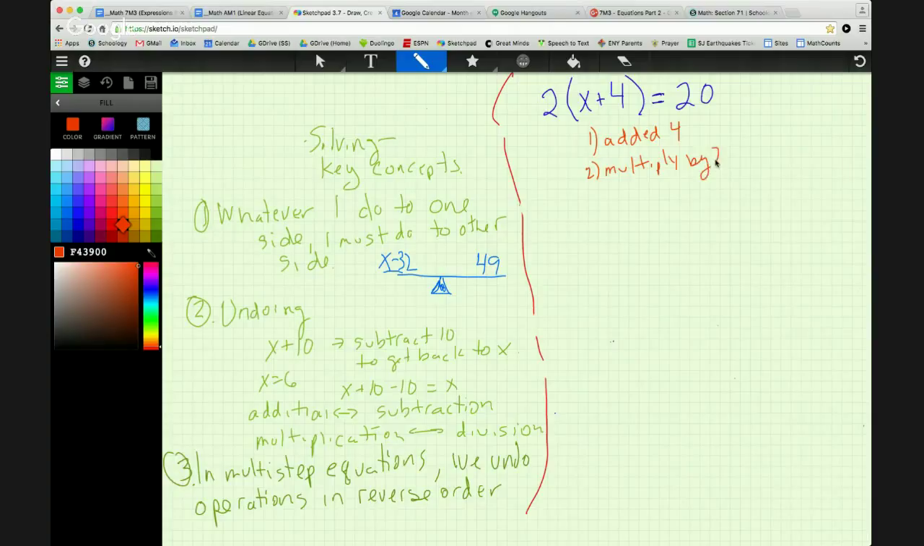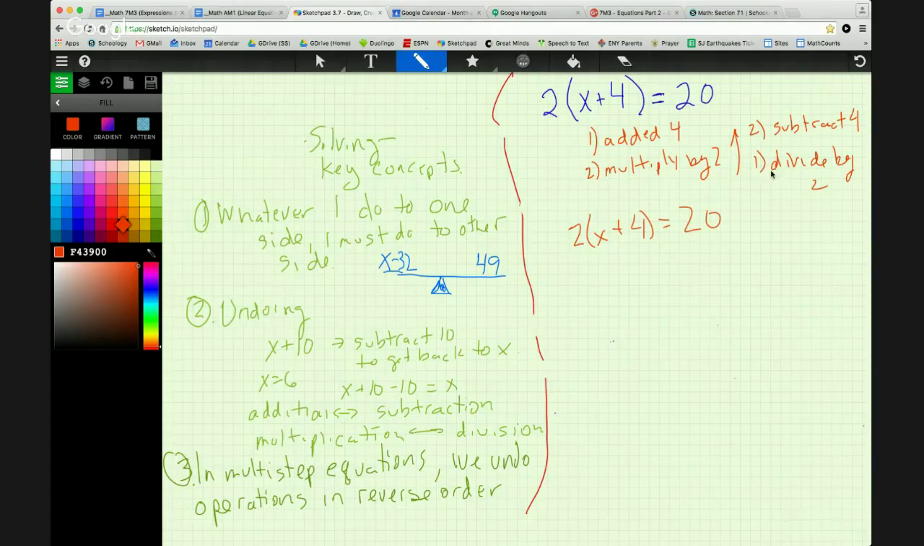by 2. So to undo this, I know that I have to go in reverse order. To undo, I need to divide by 2. Division undoes multiplication, divide by 2. And then the second thing I need to do is undo my addition of 4, so I need to subtract 4. So let's use that strategy here as we solve this equation.